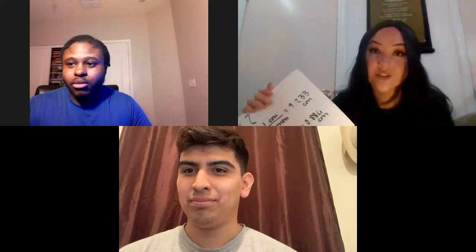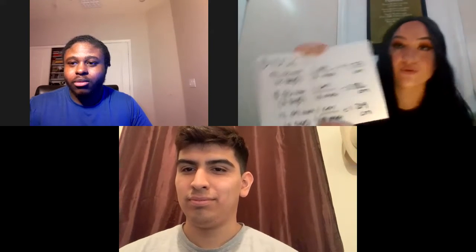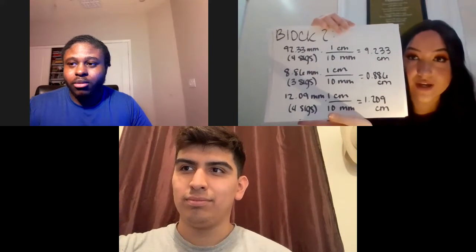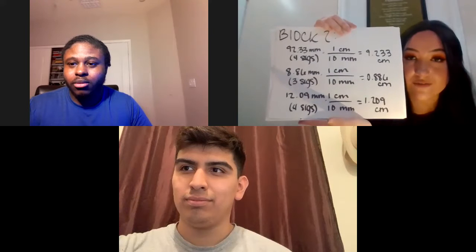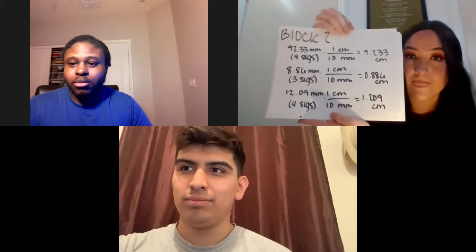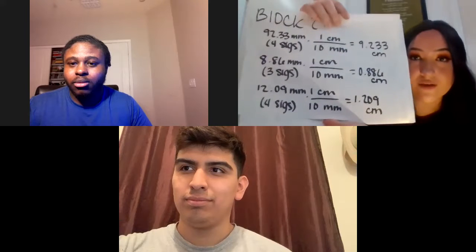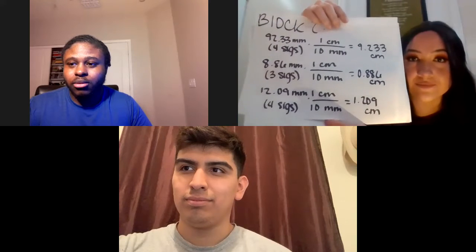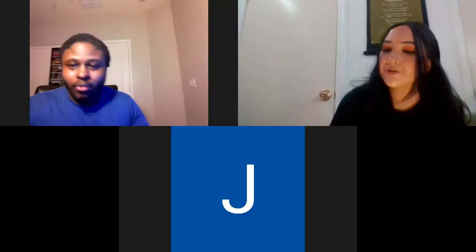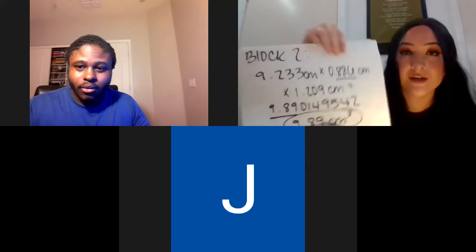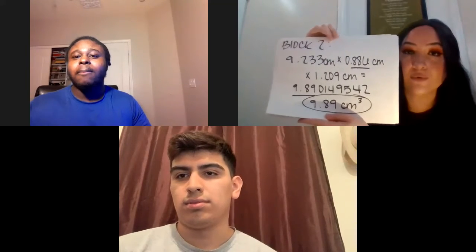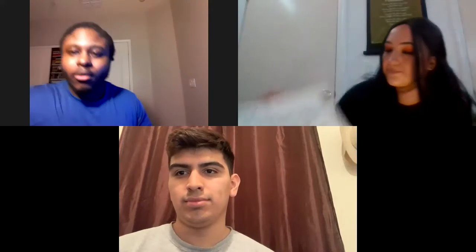You're going to do this with each of the blocks that you were given on the table. So again, here's the work here. It's important to pay attention to the significant figures that you have. Remember, don't get confused by the exact value. I have the answers right here. For block 2, again, multiply it here. The lowest amount of significant figures is 3, so you're going to get 9.89 centimeters cubed.